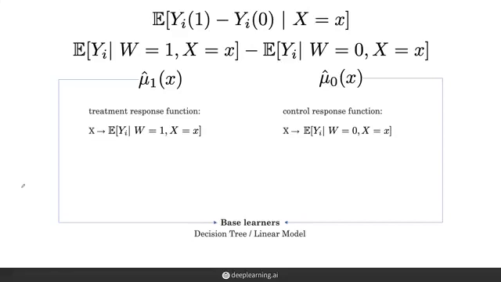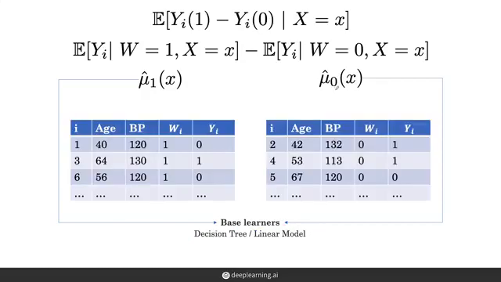These functions will be learned by models called base learners, and we can choose what we want them to be. You've learned about decision trees before and how they can capture nonlinear relationships in data. The base learner can also be a linear model, or we can have two different models for the two different learners. Each of these models can learn using different parts of the randomized control trial data.